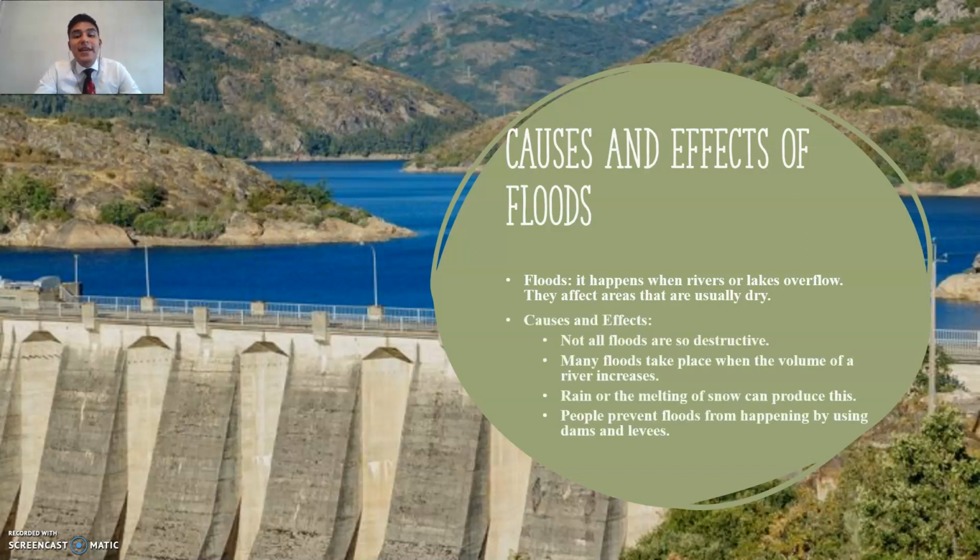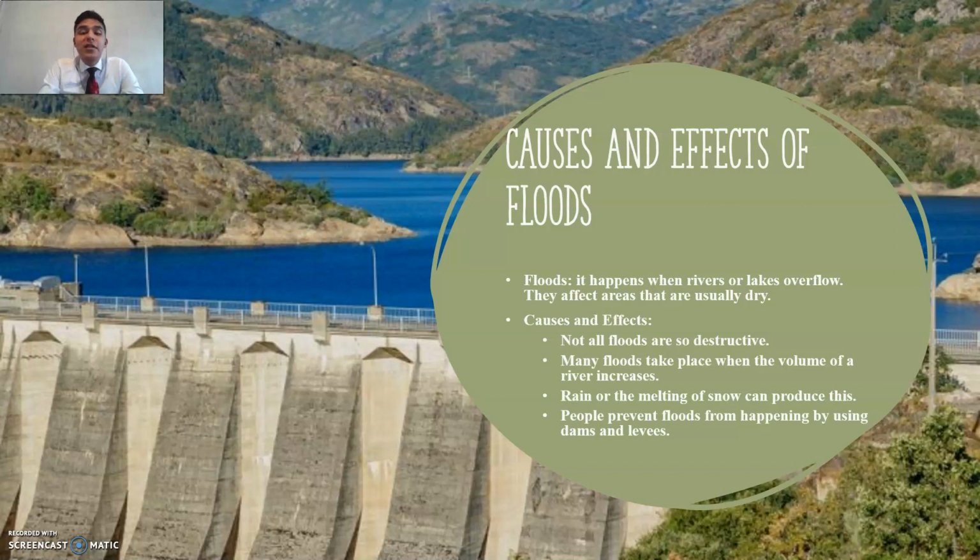You have causes and effects. Not all floods are so destructive. So if it's very little, then it is not going to damage anything at all. But if it's way too large, then definitely it's going to affect the land and probably some buildings around. Many floods take place when the volume of a river increases. And how can we increase the volume of a river? Well, it happens because of a very drastic rain or the melting of snow. Any of both reasons can happen.